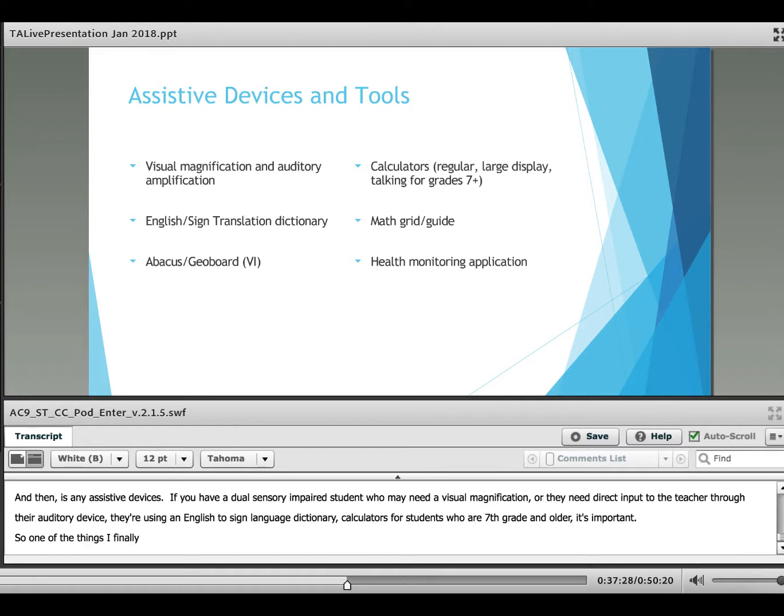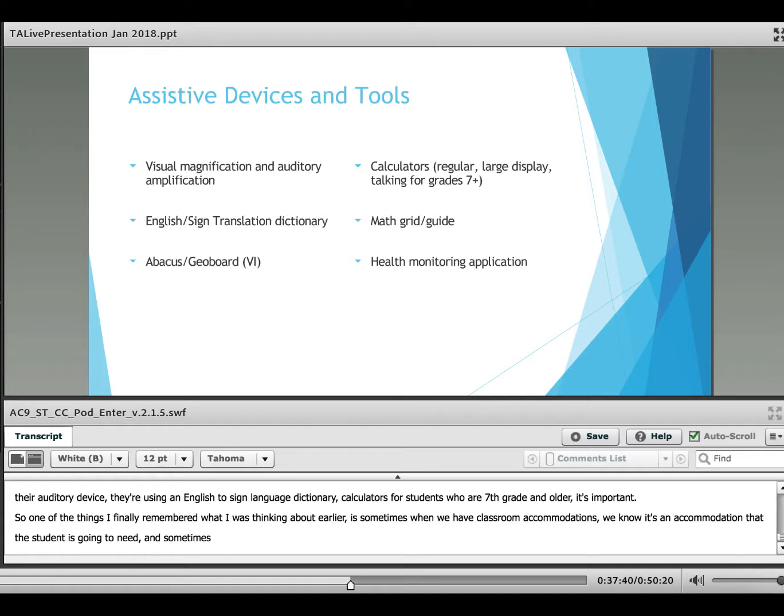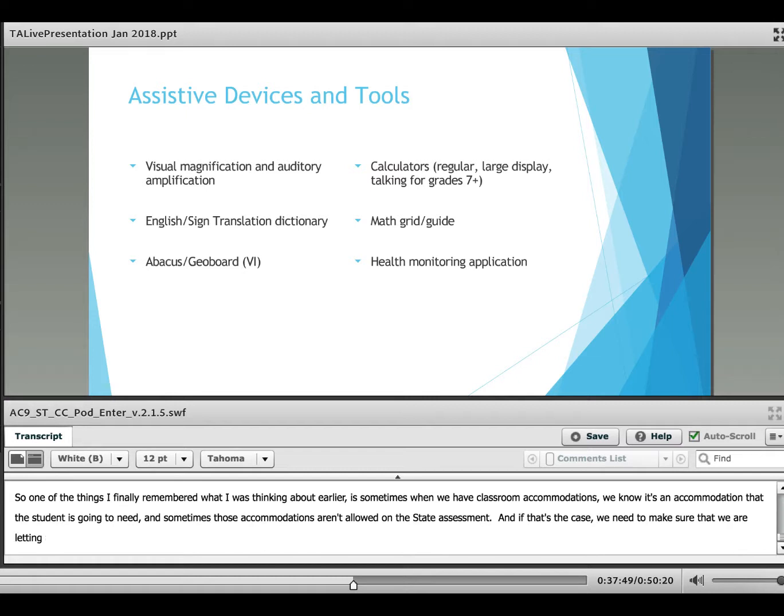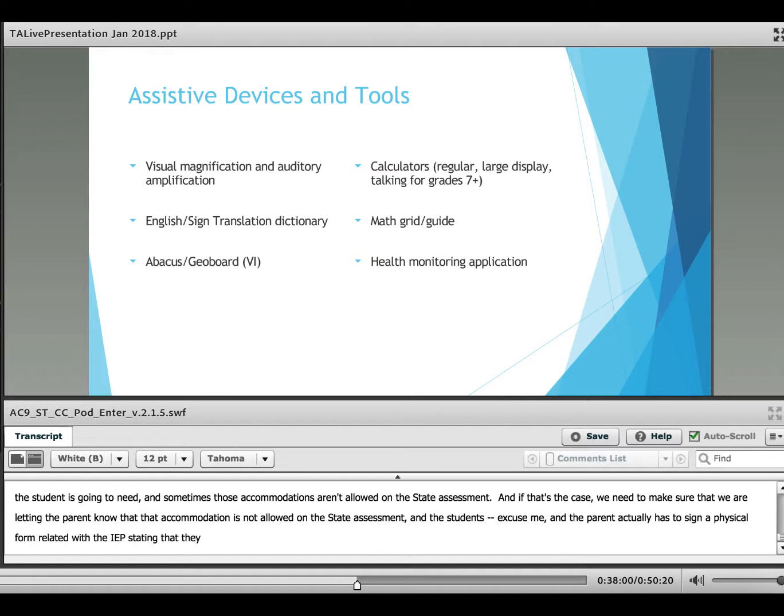It's important. So one of the things I finally remembered what I was thinking about earlier is sometimes when we have classroom accommodations, we know it's an accommodation that a student is going to need. And sometimes those accommodations aren't allowed on the state assessment. And if that's the case, we need to make sure that we are letting the parent know that that accommodation is not allowed on the state assessment, and the parent actually has to sign a physical form related with the IEP stating that they acknowledge that the student is receiving an accommodation that is not allowable on the state assessment.